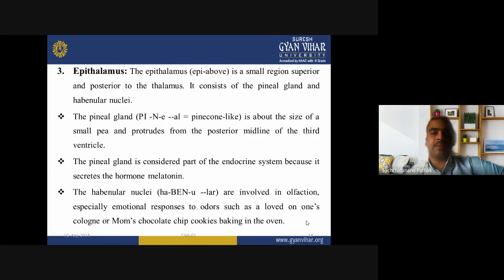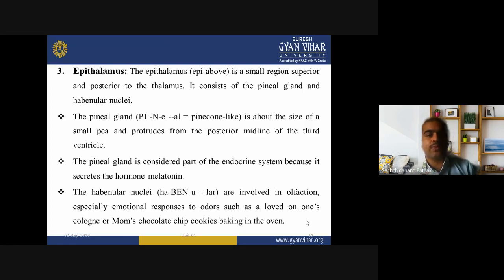It consists of the pineal gland and the habenular nuclei. So the pineal gland will be present in the epithalamus. The pineal gland is about the size of a small pea. जो स्मॉल एक तरह मटर के दाने जितनी इसकी साइज होती है.